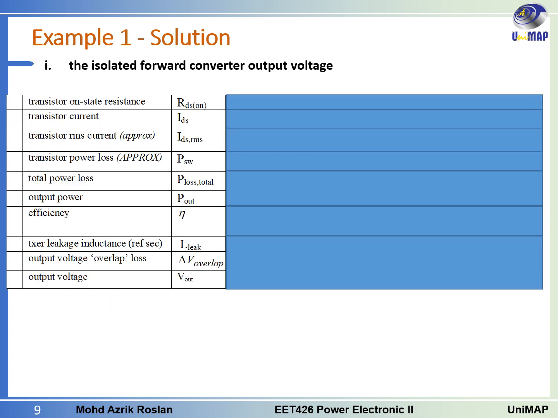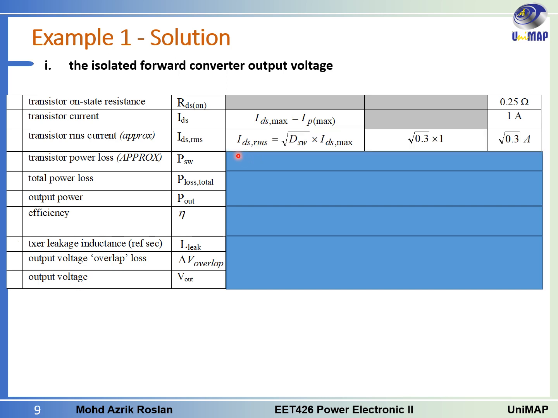Next we have to calculate the power losses due to the transistor. We have the transistor on-state resistance R_DS(on), which is 0.25 given in the question. And then the transistor current I_DS will be equal to I_P max, and we already calculated I_P max, which is equal to 1 ampere.